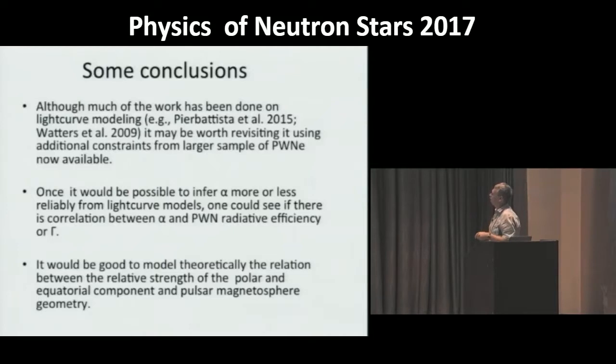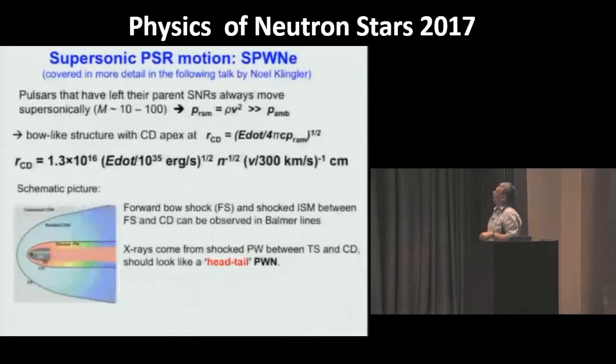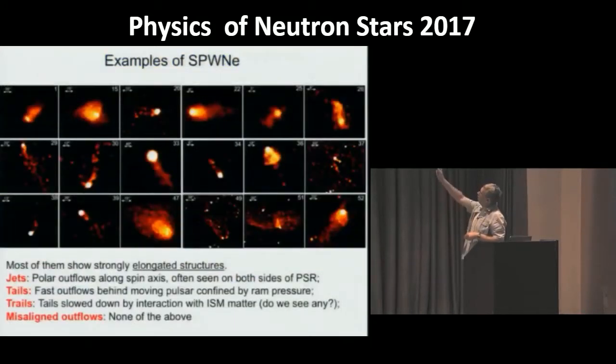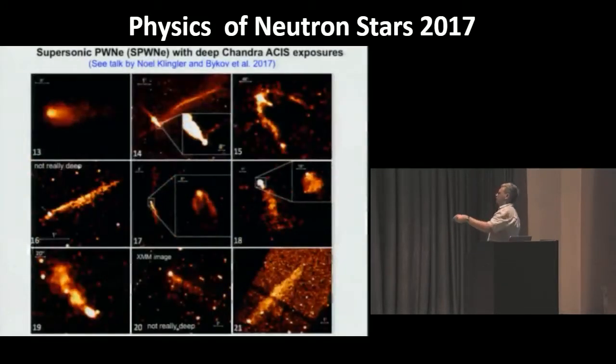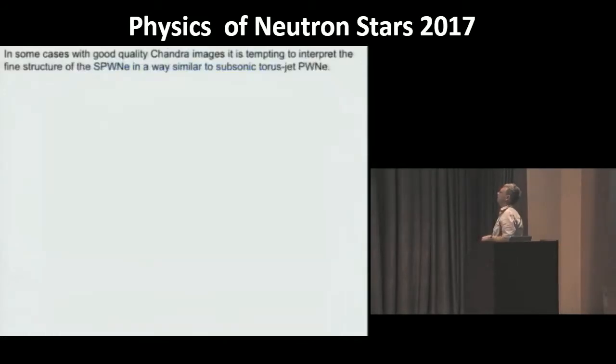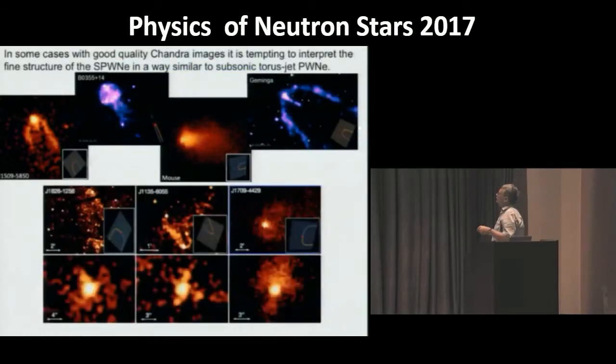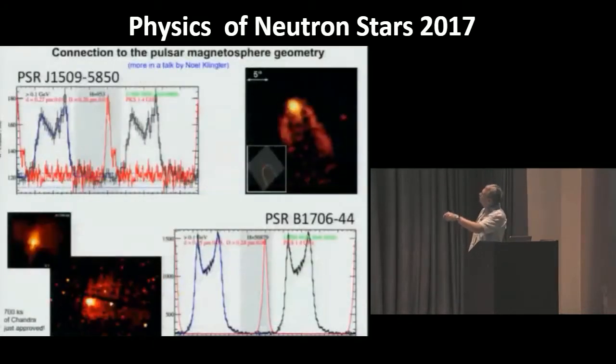What's also interesting is to look at whether there is any change in the spectrum of the nebula as a function of the alpha angle. The supersonic nebulae I'll leave to the next talk by Noel Klingler. He will show the images of the population. He will focus maybe on 3 or 4 objects, but there are about 20 supersonic pulsar wind nebulae which have extremely interesting, recently discovered misaligned outflows. And in these cases, you can also use the structure of the compact nebula to infer the geometry of the pulsar and magnetosphere and to compare to the light curves. But Noel will talk about it.